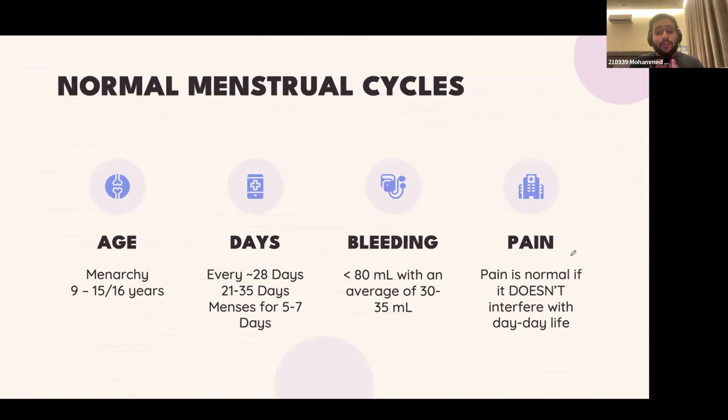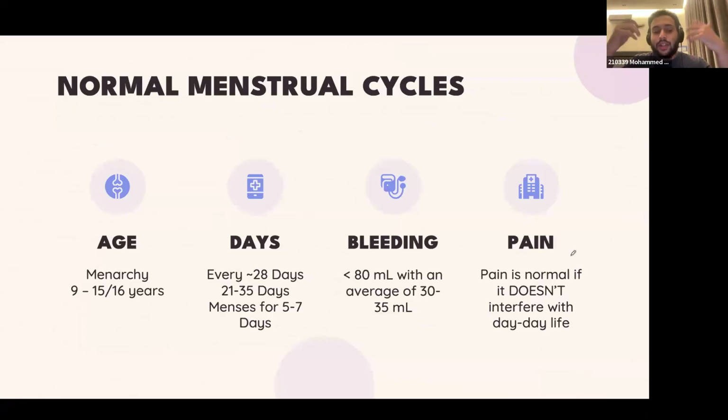The number of days of menses is usually every 28 days on average, with a range of 21 to 35 days. If it's below 21 days, it's called something. If it's above 35 days, it's also called something else. Okay, and we'll talk about these terms. Usually, the menses will last for 5 to 7 days.